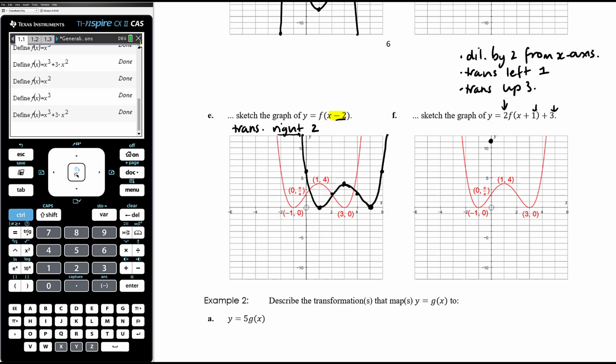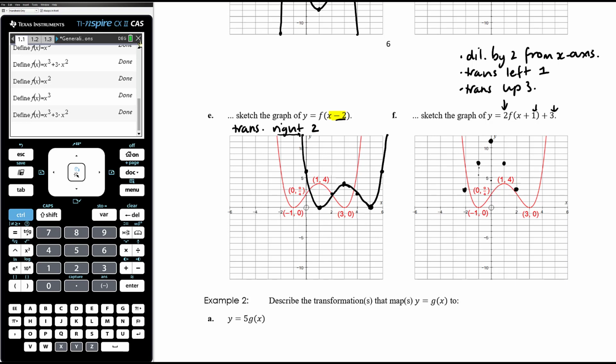Okay, and we want to do that for a number of key points. Dilating the x-intercept at (3, 0) won't do anything. Translating it to the left by 1 and up by 3, we're going to finish up there. That's the turning point. (-1, 0), the dilation doesn't do anything, left by 1 and up by 3, that's that turning point there. Okay. (0, 9/4) becomes (0, 9/2) when we dilate it from the x-axis by a factor of 2, left by 1 and up by 3, so it's going to come up to here. Alright, we'll have a nice symmetric point over there.